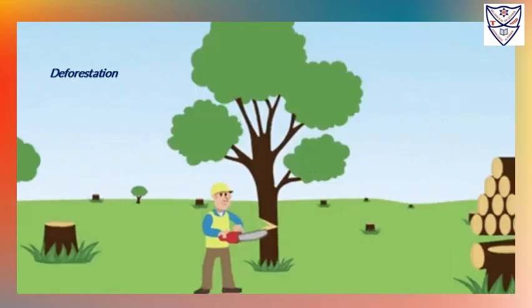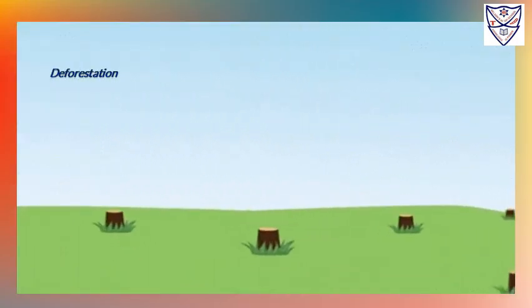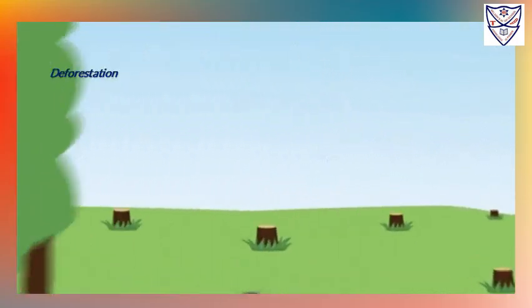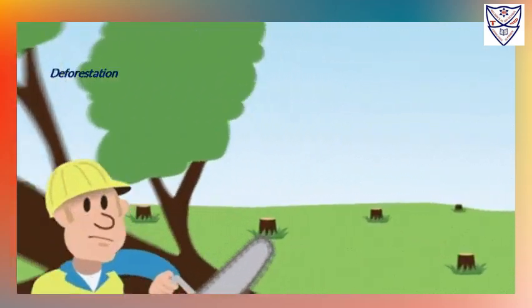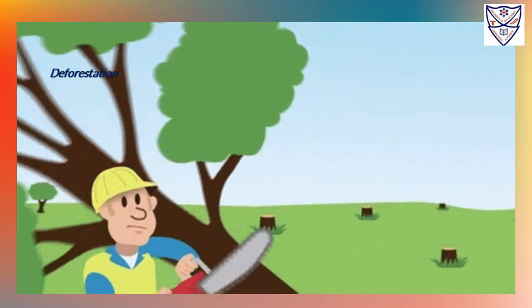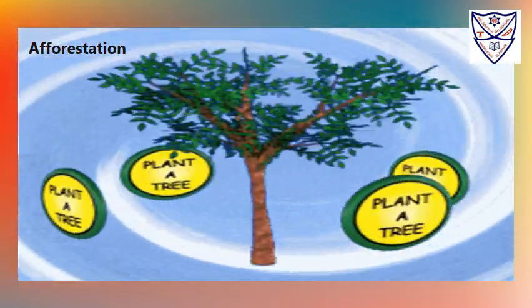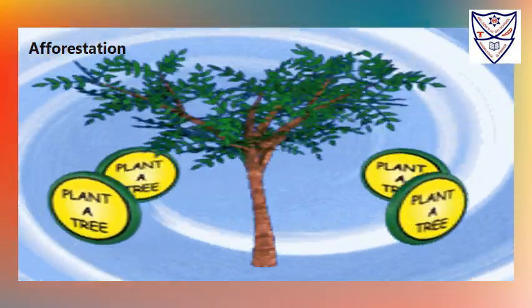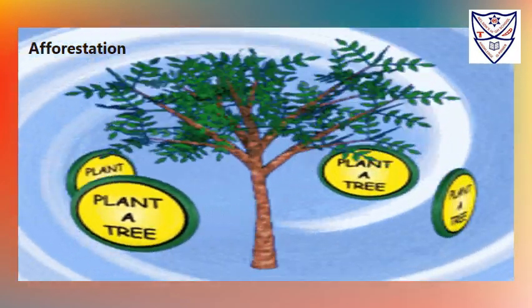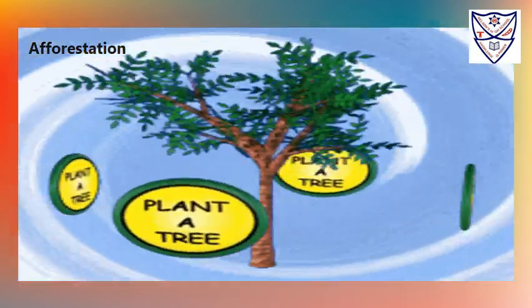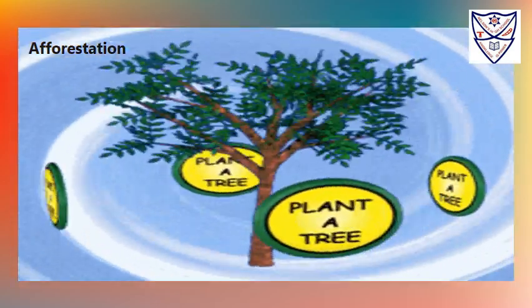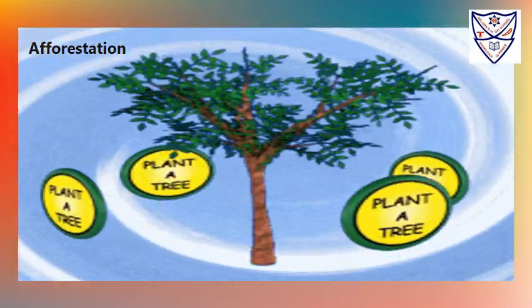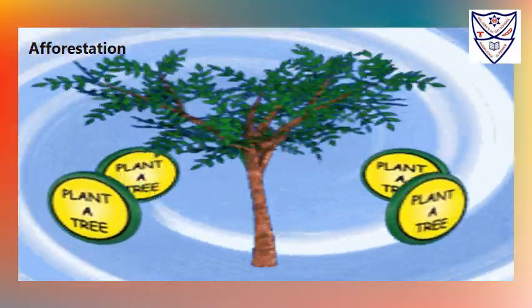Random cutting of trees, or deforestation, leads to various problems such as global warming, reduction in rainfall, earthquakes, floods and animals becoming homeless. If we want to stop deforestation, we must protect our wildlife sanctuaries and national parks. We can also plant as many trees as we can. Planting of new trees is called afforestation.